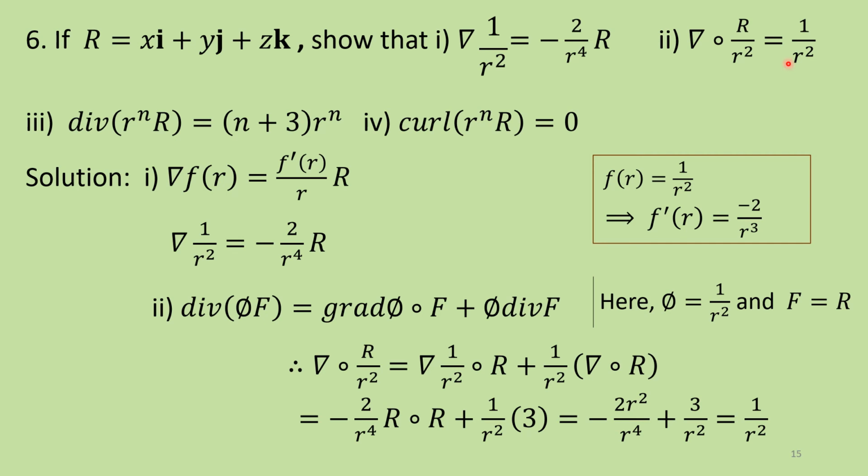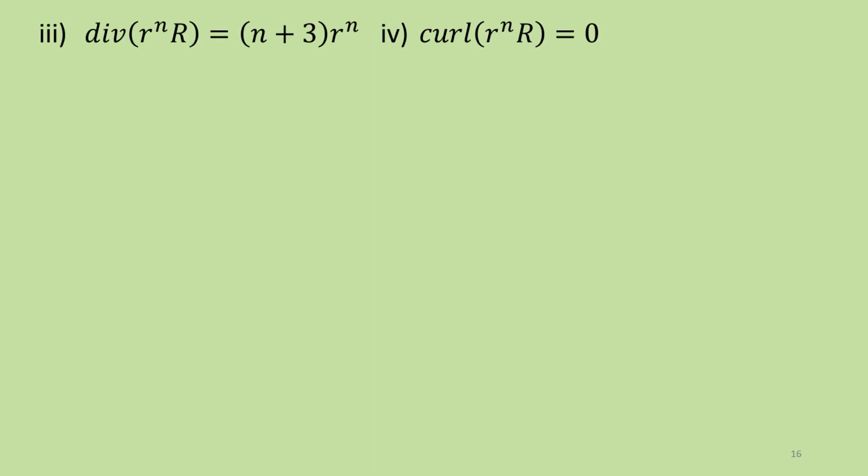So the divergence of r by r square is 1 by r square, by using the identity we got. Similarly, if I want the divergence of r power n into vector r, how can I get it? I need to prove that the divergence of r power n into vector r is n plus 3 times r power n. So I can use the same identity once again: divergence of phi f equals grad phi dot f plus phi times div f.